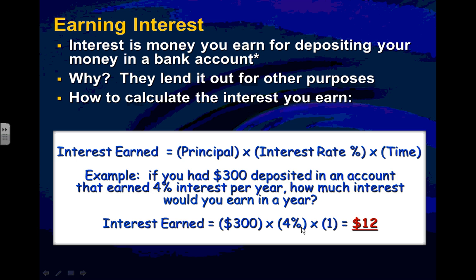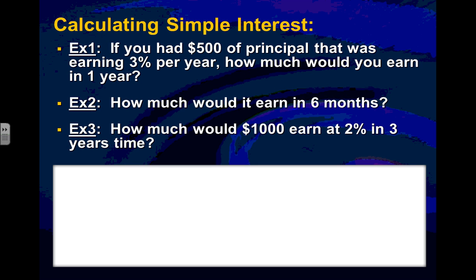4%, you could write this as a decimal, 0.04, and then times 1 year. That's the time, right? This has to be the number of years, or fractions of a year if it was less than a year. And so 1 times 0.04 times 300 gives you $12. Now, $12 doesn't seem like a lot, but remember, it's better than having nothing with your interest. Plus, we'll talk later about compounding, because your money can make money.